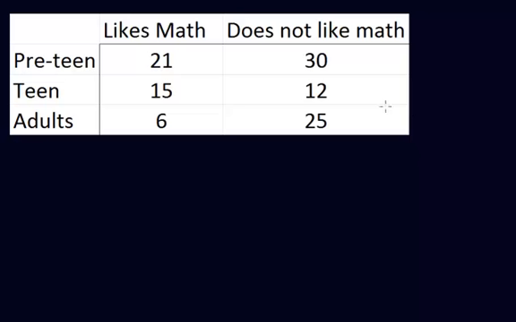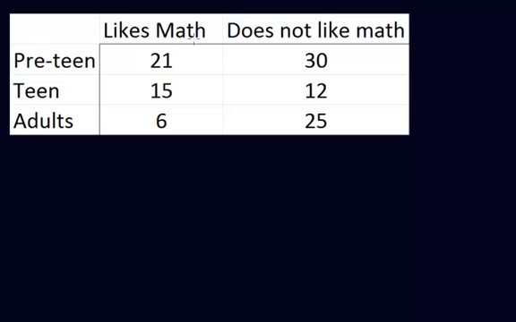Okay, welcome to part 2 of this conditional probability series. In this video, we're going to go over an example using a table with all of our data organized, whereas in part 1 of this series, we had a visual setup of this problem. Now I made it a little bit more difficult. Instead of boys and girls, I have preteen, teen, and adults, and then I have people who like math and people who do not like math. Okay, let's get started.